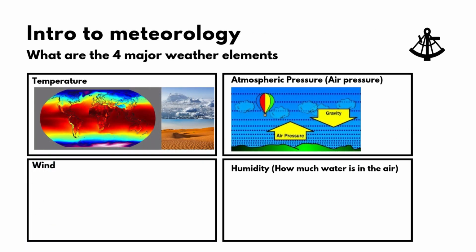The four elements of weather are temperature differences, that means hot and cold areas, atmospheric pressure, air pressure due to the density of the air. We will look at that in more detail shortly.